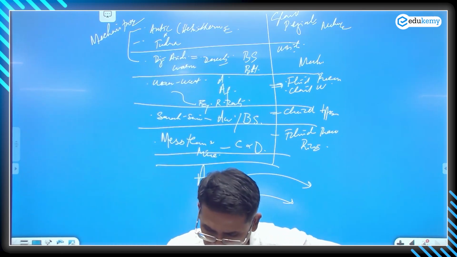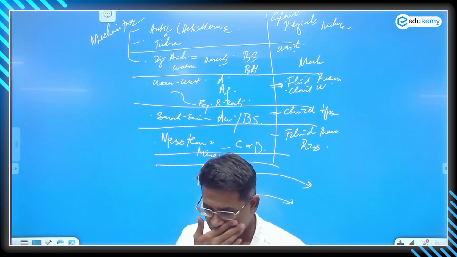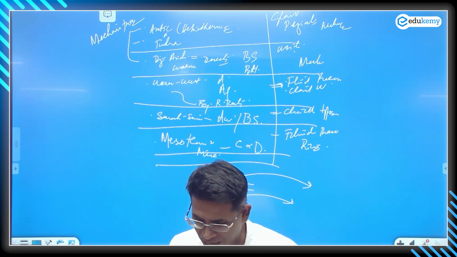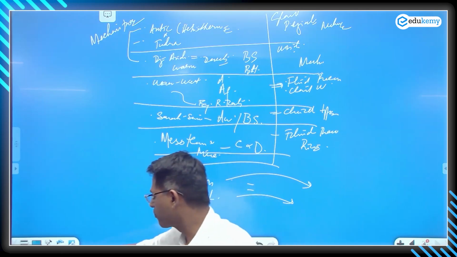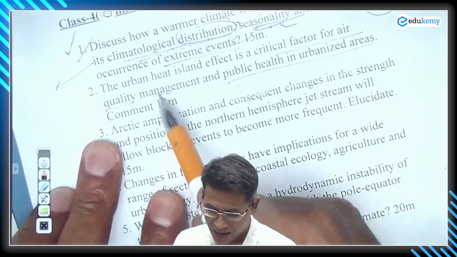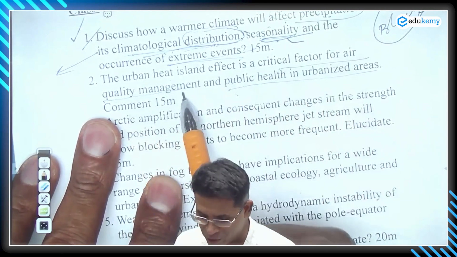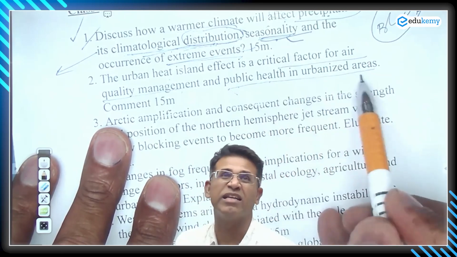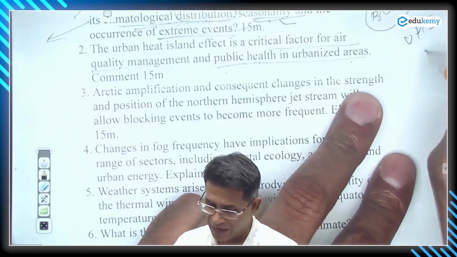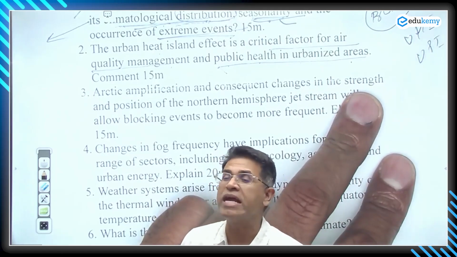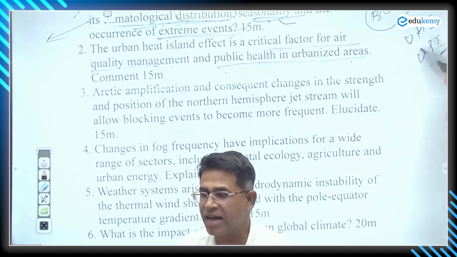Okay, that's done. The next question is, the urban heat island effect is a critical factor for air quality management and public health in urbanized areas. So we all know about urban heat island. इसको लिंक करना है with urban pollution island. UPI एक नया concept है. Okay, urban pollution island. This is urban heat island.